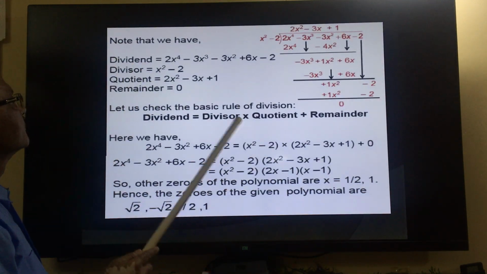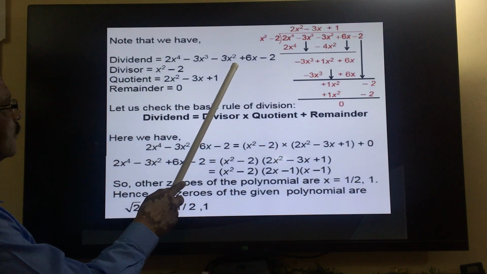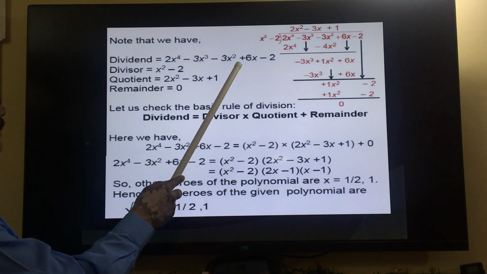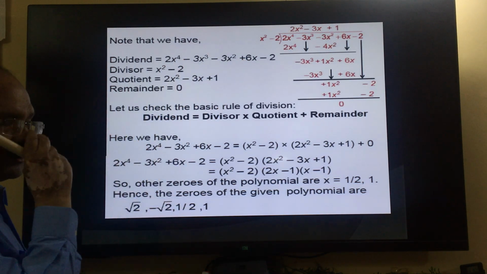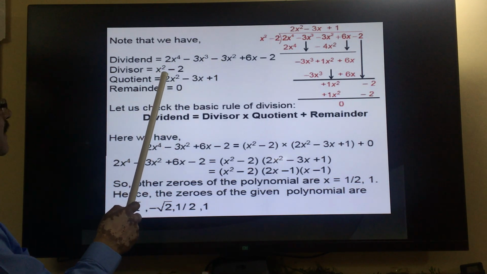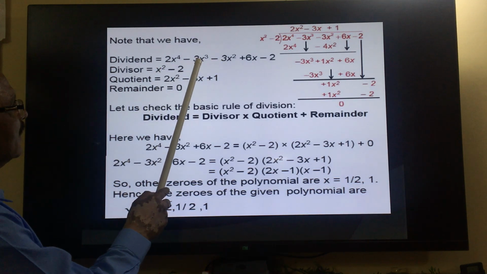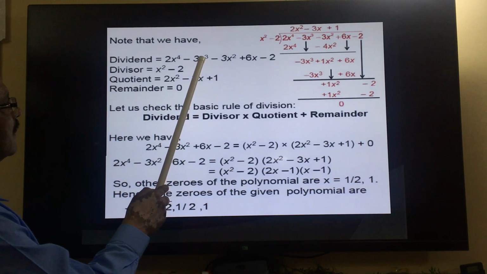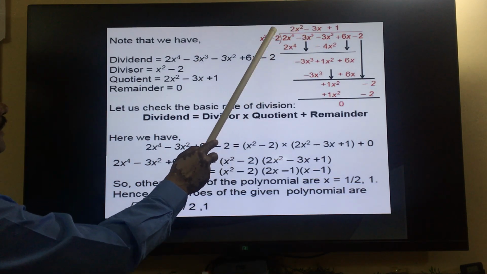So now you see, here the dividend is the question, that is the biquadratic polynomial. Biquadratic means double of power 2, so power 4, it is a biquadratic polynomial. Here the divisor is x square minus 2. By this we will divide, taking this as the dividend. So this is the dividend, this we will divide.